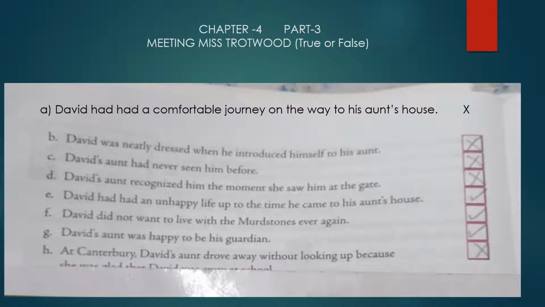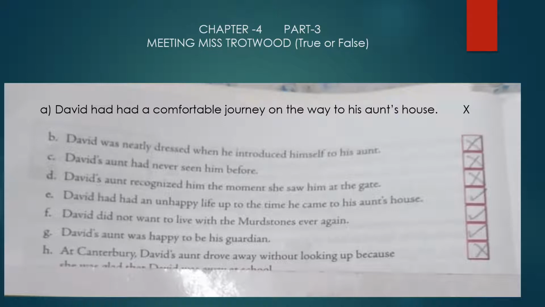Now D. David's aunt recognized him the moment she saw him at the gate. No, this is also wrong. She couldn't recognize him. Why? Because he was in very dirty dress. So that's why she couldn't recognize him. So this sentence is also wrong.